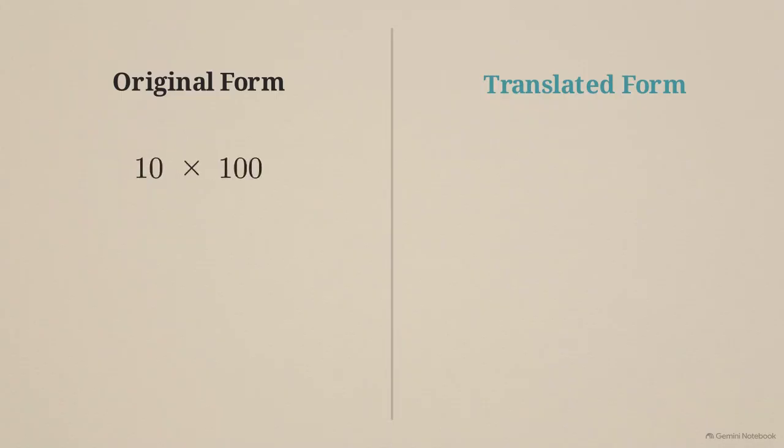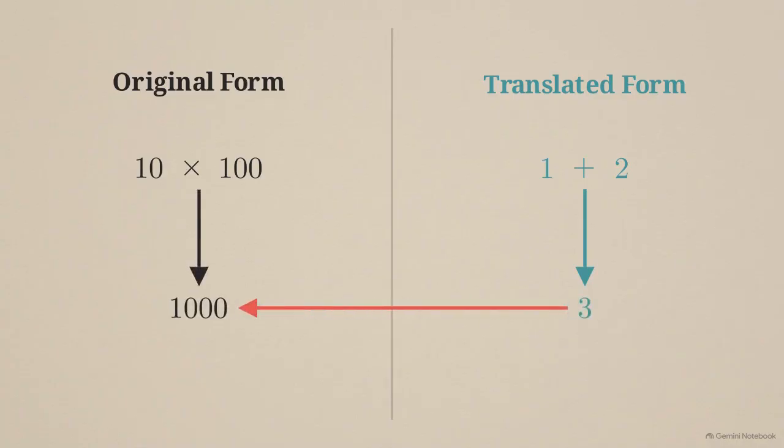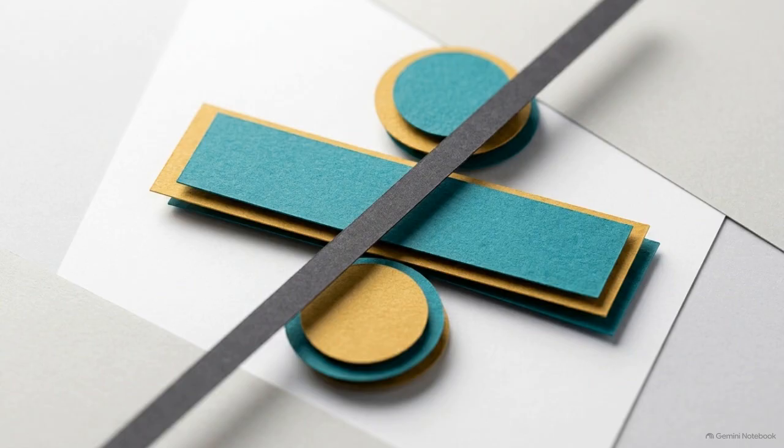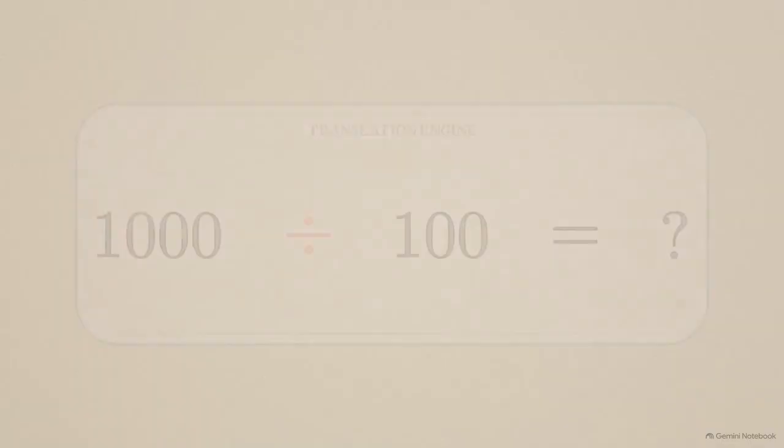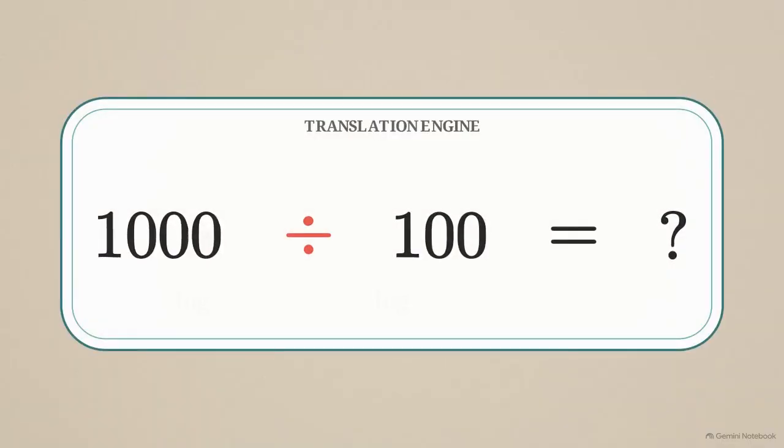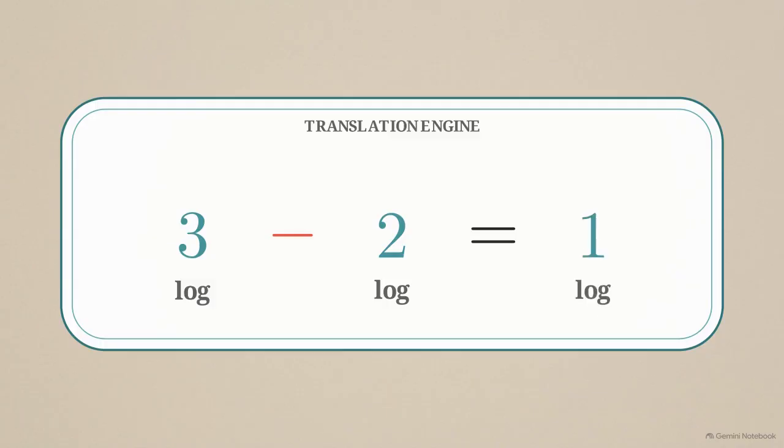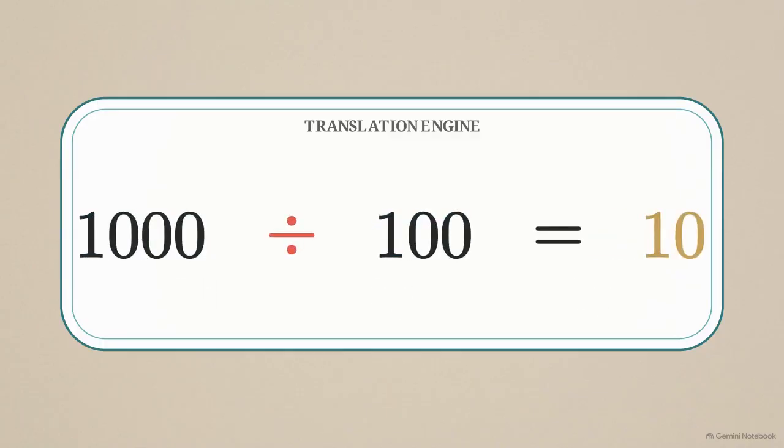When we use these translated numbers, the rules of the game change. To multiply 10 by 3 back into its original form, 1000. This same logic works for division too. Instead of struggling through long division, you just subtract the translated numbers and convert the answer back.